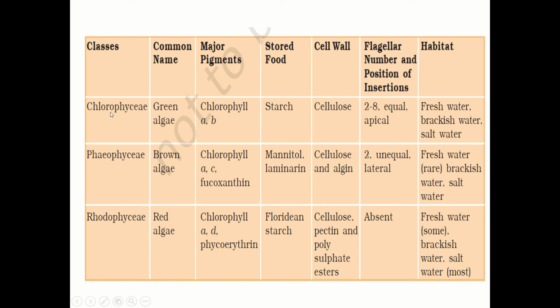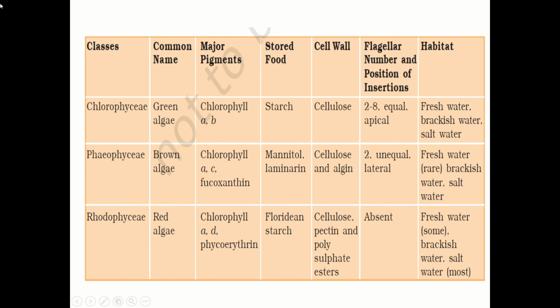Now the classes are Chlorophyceae, Phaeophyceae and Rhodophyceae. Chlorophyceae, commonly called the green algae, have the major pigments chlorophyll a and b, whereas Phaeophyceae have chlorophyll a and c and fucoxanthin. Rhodophyceae have chlorophyll a and d and phycoerythrin. So this is the distinguishing feature using the pigment. Then Phaeophyceae are called the brown algae, Rhodophyceae are called the red algae.